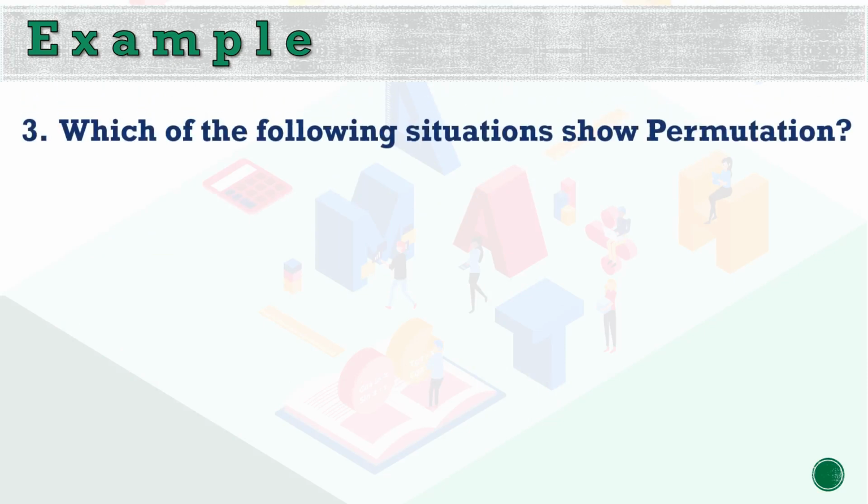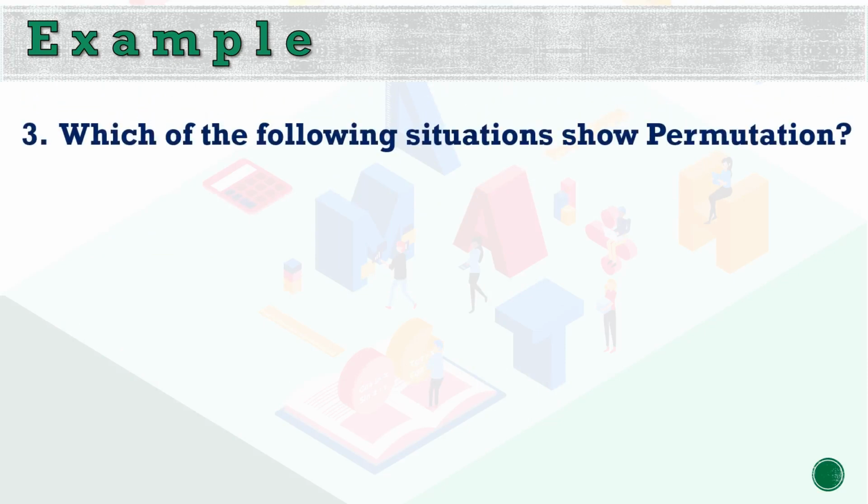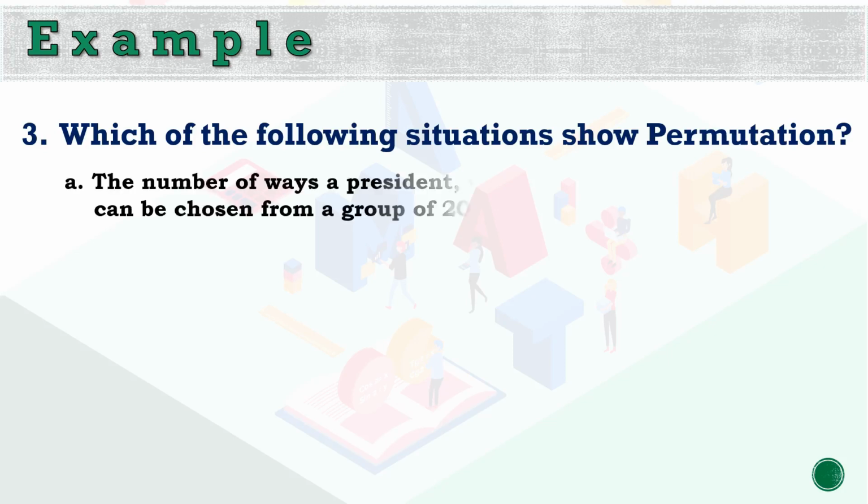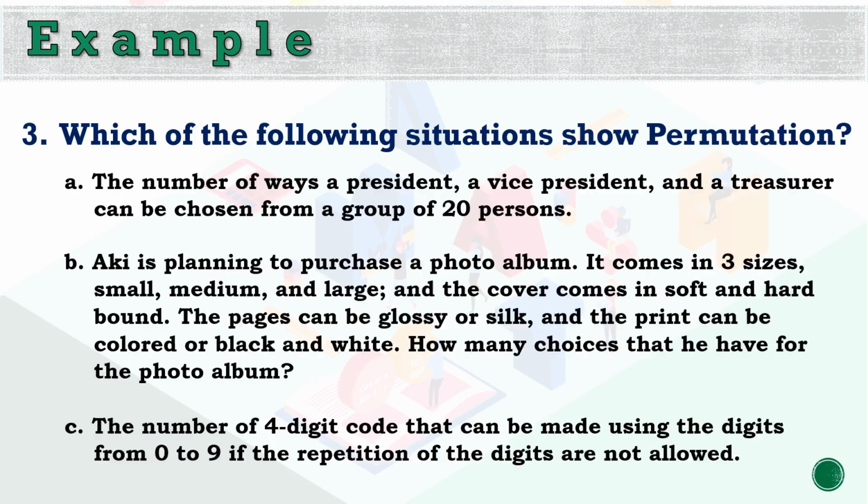For our example number 3, which of the following situations show permutation? For letter A, the number of ways a president, a vice president, and a treasurer can be chosen from a group of 20 persons. B, Aki is planning to purchase a photo album. It comes in 3 sizes: small, medium, and large. And the cover comes in soft and hardbound.